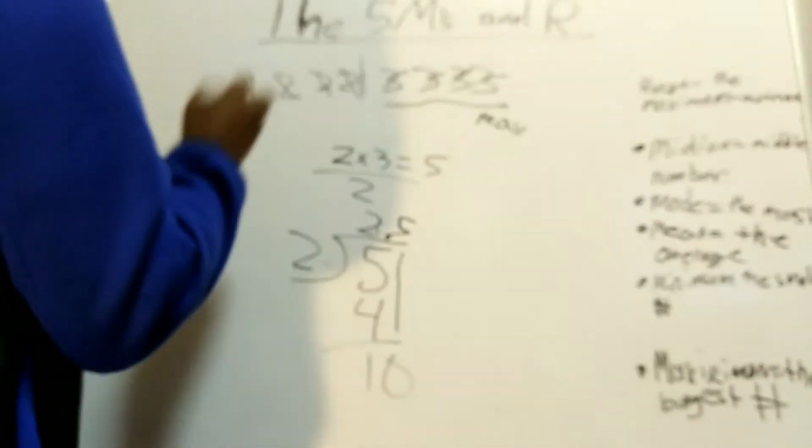I wanted to just show you that, especially like how I just finished dividing decimals. So then our median, middle, or mid, would be 2.5.